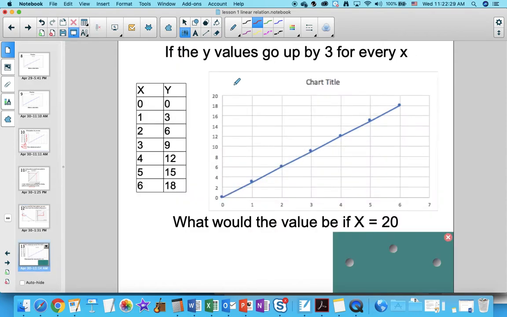So, if the y values go up by 3 for every x, what would the value of y be if x is 20? We went from 0 to 6. At 6, we have 18. What would the y value be if x is 20? Pause the video and figure it out.